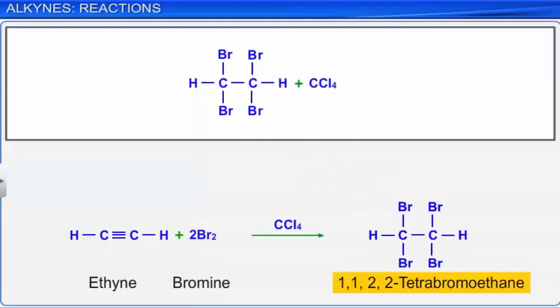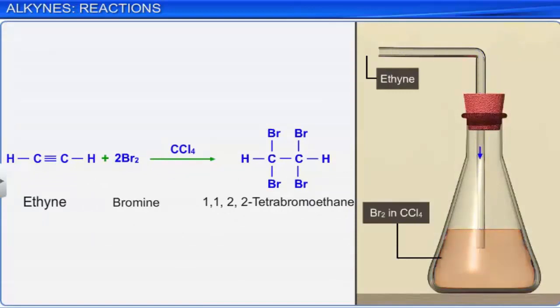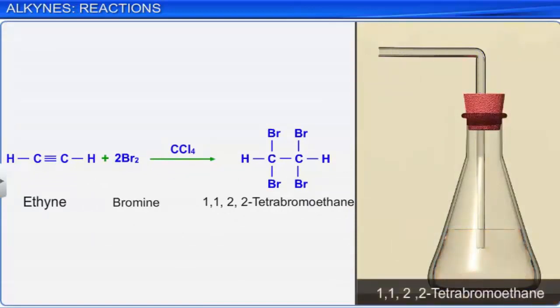The reddish-brown color of bromine decolorizes due to the formation of saturated 1,1,2,2-tetrabromoethane. Thus, this reaction is used as a test for unsaturation.